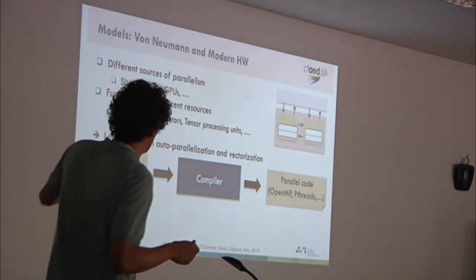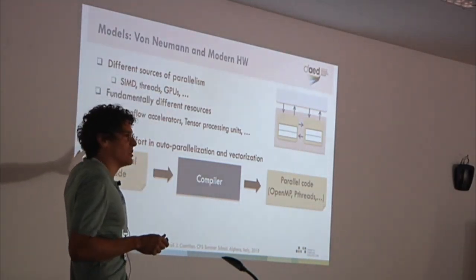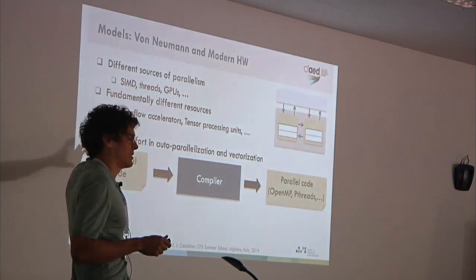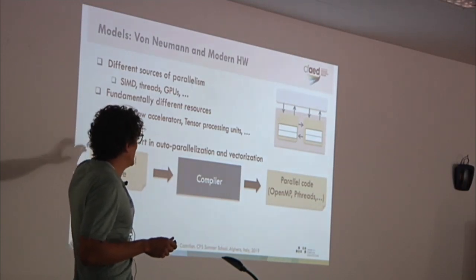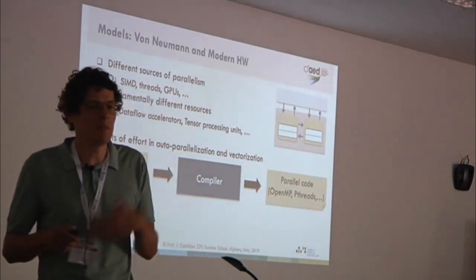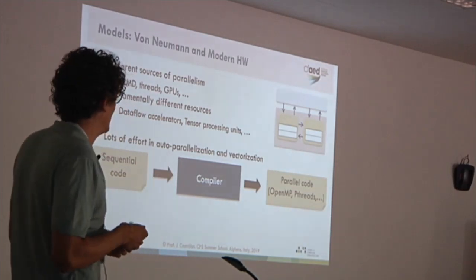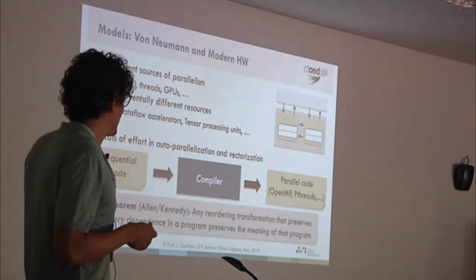So let's skip the sequential code, because we have billions and billions of lines of code written in languages like C, C++, even Fortran, and let's build a compiler that produces something parallel, like OpenMP, pthreads, and so on. And that's a topic that I worked on at the beginning of my PhD. And it sounds very easy, right?